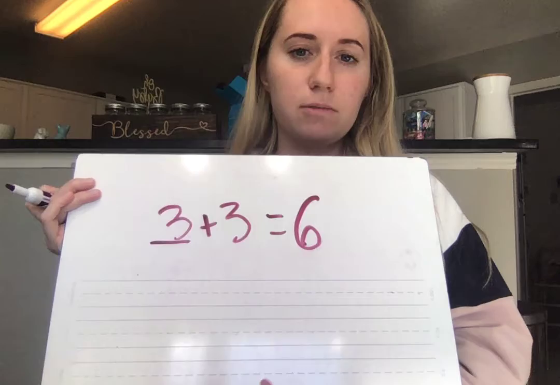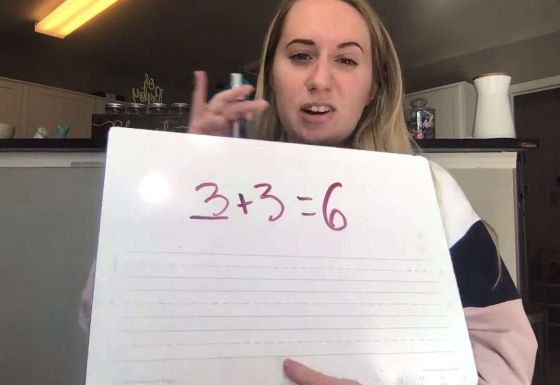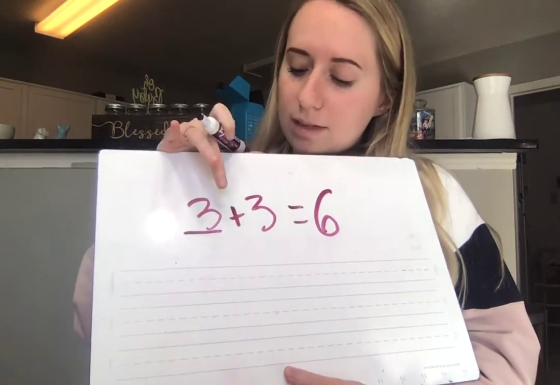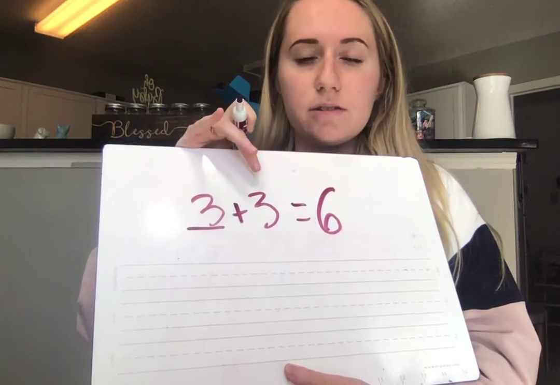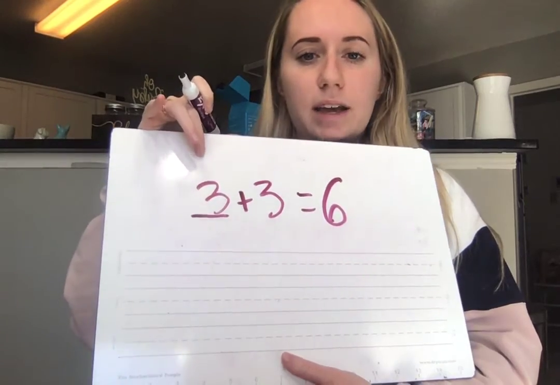Okay, I got 3. So my number sentence will be 3 plus 3 equals 6. How I did that, I started at 6, and then I took away 3. I did the opposite of this. So 6 take away 3 is 3. And that gave me my beginning number. Okay, we're going to move on now.